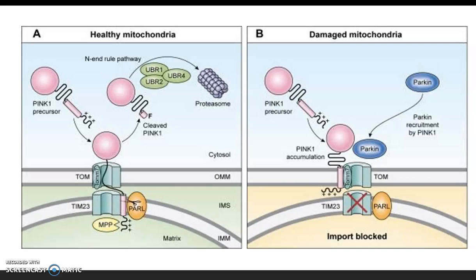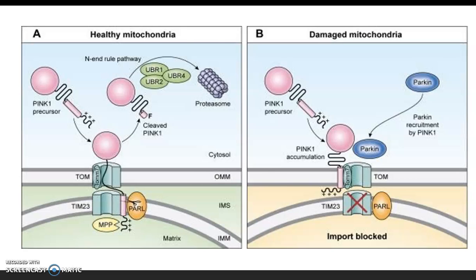If it is a healthy, functioning mitochondria, like it is on the left side of your screen, the PINK1 gene is going to be cleaved automatically by the MPP and the PARL proteins, which are seen in the yellow and the orange circles on your diagram. Now, if it is a damaged mitochondria, then our PINK1 gene is going to stay in the mitochondrial membrane, so it's not going to get cleaved. In the membrane, it is then going to recruit the Parkin gene to the mitochondria.